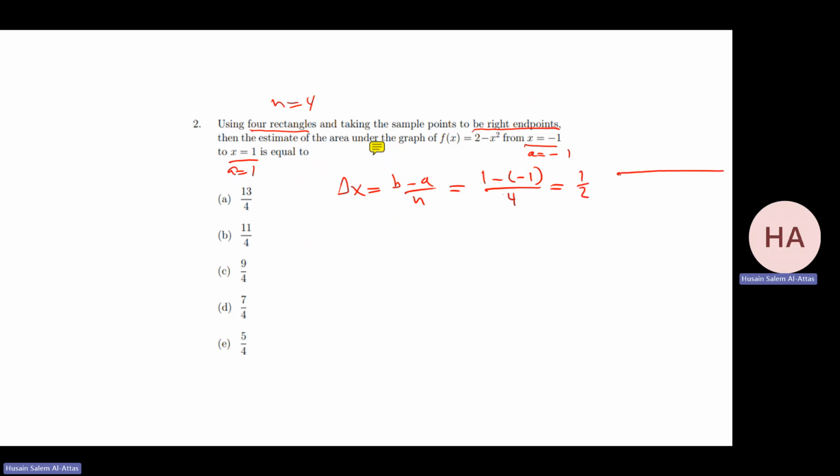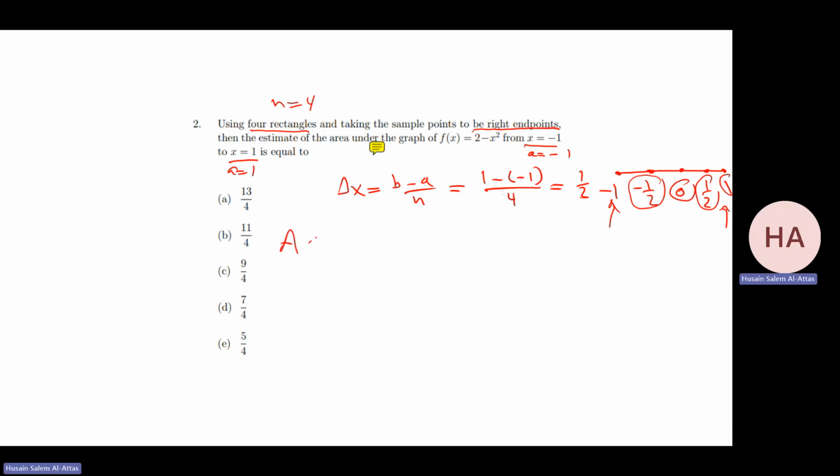So for my rectangles, I start with minus 1, I add half. That will be minus half. I add half, that will be 0. I add half, that will be half. I add half, it will be 1. Okay, so this is my starting point, and this is my end point. Also, I need to do right endpoints. So I will choose minus half, then 0, then half, then 1.